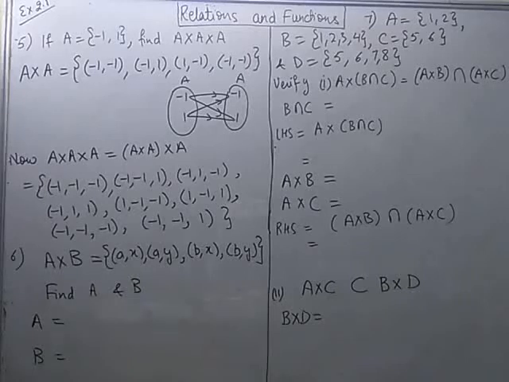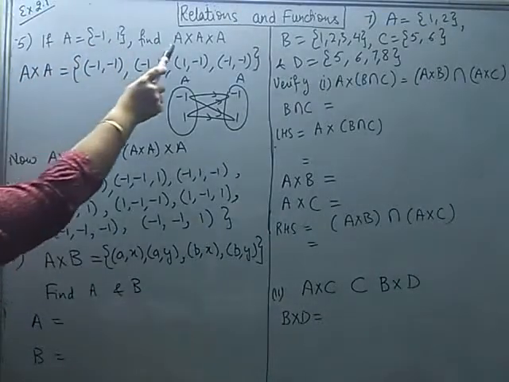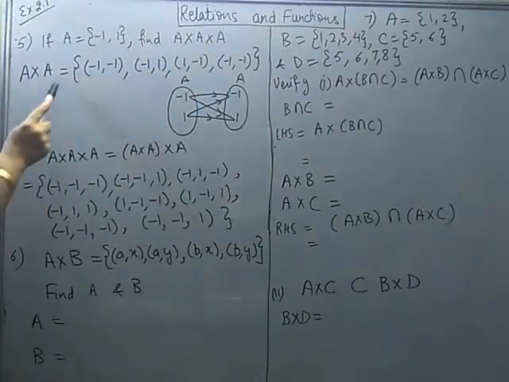Children, taking some more examples, or we can say questions, from exercise 2.1 on Cartesian product of two sets. Okay, let us extend it to Cartesian product of three sets. Question number 5 is about that only. If set A has elements minus 1 and 1, then you have to find A cross A cross A. So first we will find the Cartesian product of A with itself.